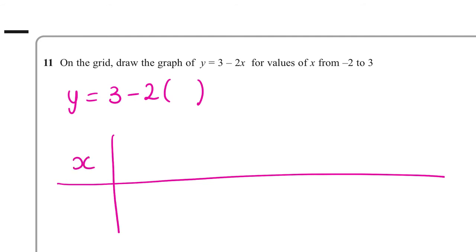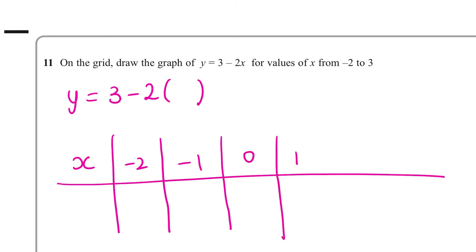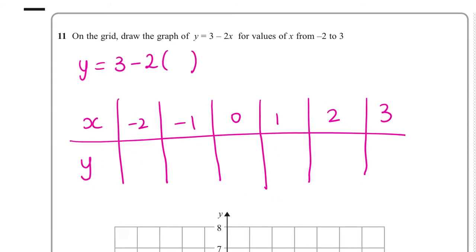Our x values, what have they said it's from? Minus 2 to 3. So minus 2, what comes after minus 2? Minus 1, then 0, then 1, 2, 3. And then to find y, we're going to use this formula. So x in this case is minus 2, so 3 minus 2 lots of this one. I'm just going to write this down. However, what I'm about to write in blue, I wouldn't write.